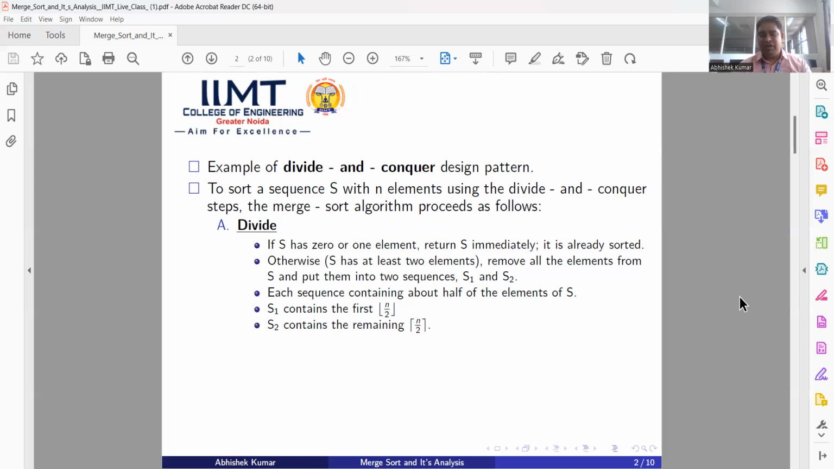The same thing is written in this slide: S1 contains n by 2 elements, and I am using the floor here. I think all of you know the meaning of floor. And S2 contains n by 2 elements, using the ceiling. So these are the very simple things that we do in the divide step of divide and conquer.